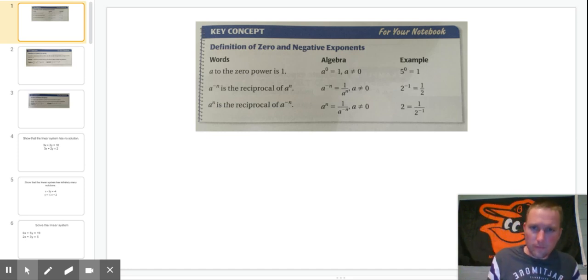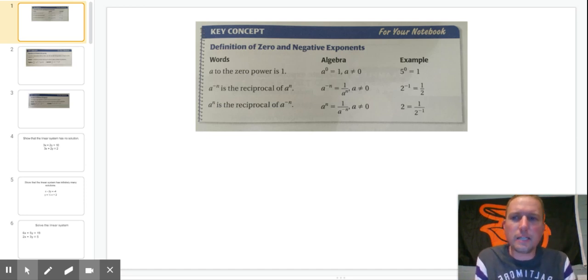So here are some key concepts again. I've been trying to include these the last couple of days. I just post these and you can reference back to them as you are working. But I want to go over a couple of examples with you.